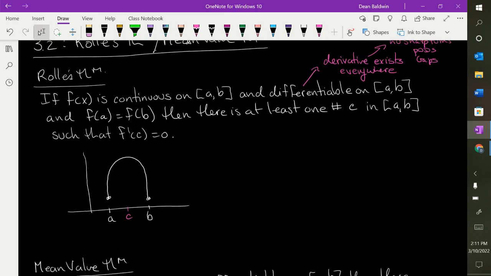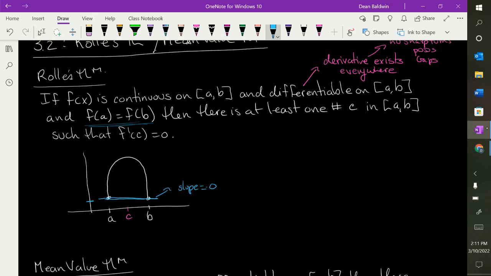Basically, all that means is if a and b are the same, that means they have the same y value, okay, here. So the slope, if you draw a line between them, the slope there is 0, which means f prime is equal to 0. All right, actually, I'll say the slope is equal to 0. Slope is equal to 0.